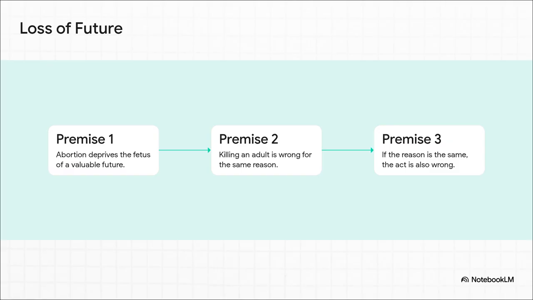This one comes from the philosopher Don Marquis, and he starts with a really basic question. What makes killing an adult human wrong? His answer isn't about their personhood or anything like that. He says it's wrong because you rob them of a future of value, all the experiences, relationships, and joys they would have had. So the argument goes, since a fetus also has a valuable future ahead of it, abortion is wrong for the exact same reason.